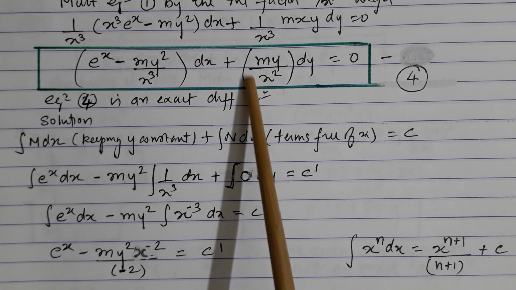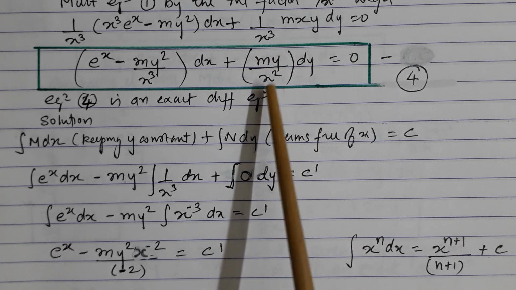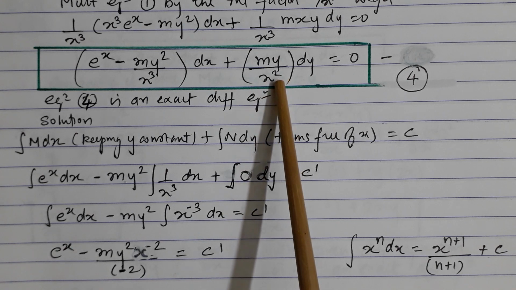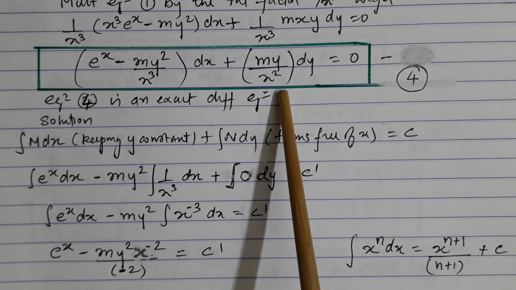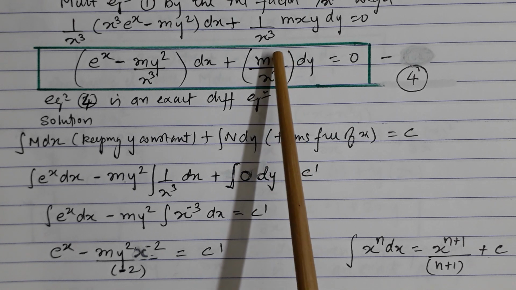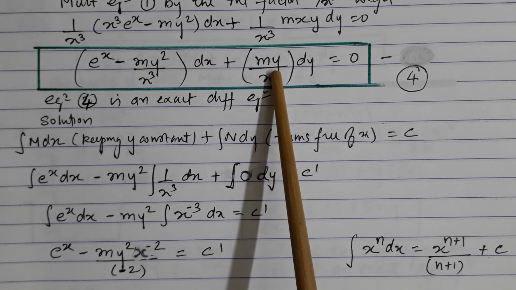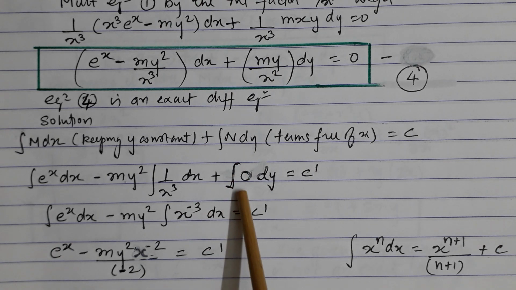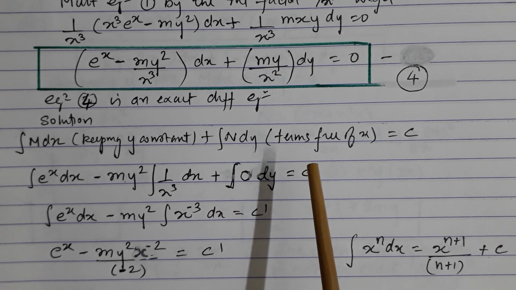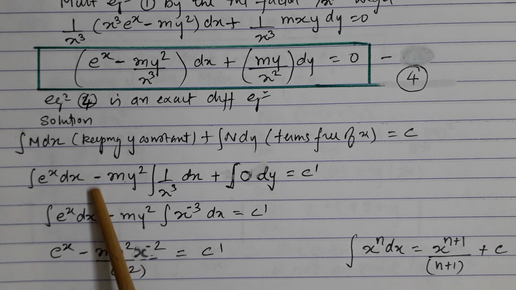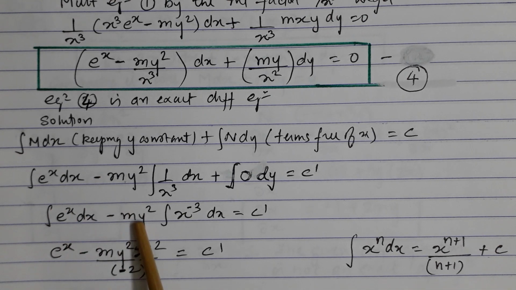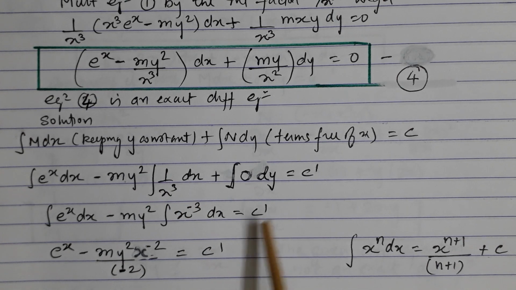Now here n has one term only, which is my square upon x square. So here there is an x in the n term. So we should neglect this particular term. So this would be plus integral 0 dy is equal to c dash. Now we can write this as integral e raised to x dx minus my square integral x raised to minus 3 dx is equal to c dash.